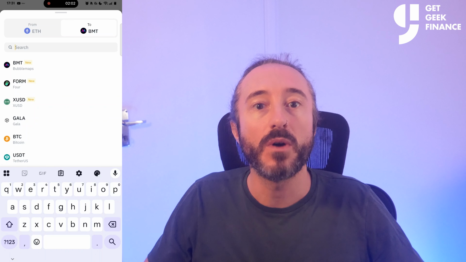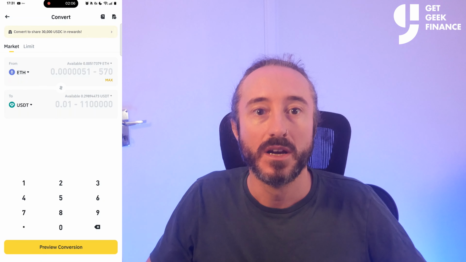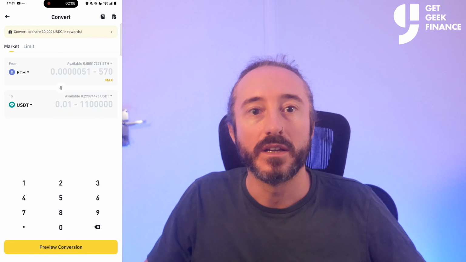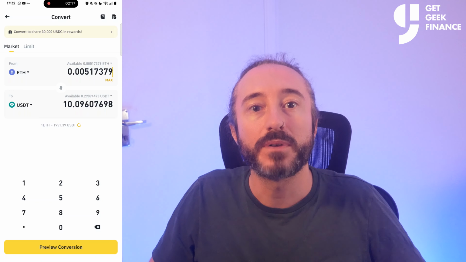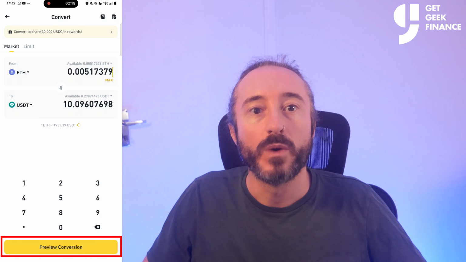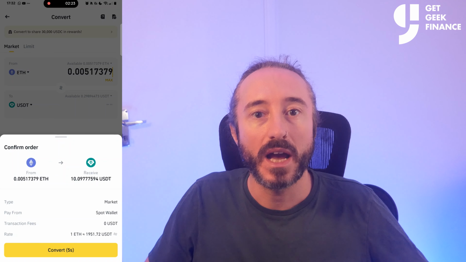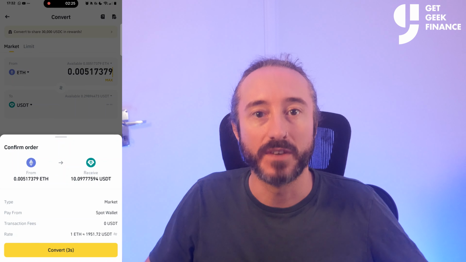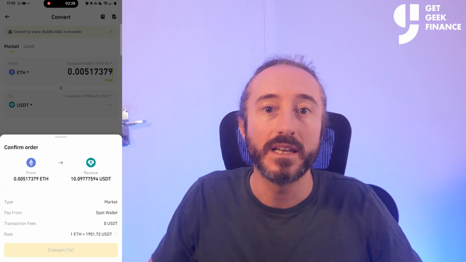For the sake of this demo, I'm going to pick USDT, which is a stable coin and is basically one-to-one to the US dollar. You can now key in the amount of the crypto you want to sell, and below this you will see an estimated amount of how much you will receive in the other currency. You can then press preview conversion, where Binance will lock in a price for a number of seconds, and if you're happy with this, you can press convert.